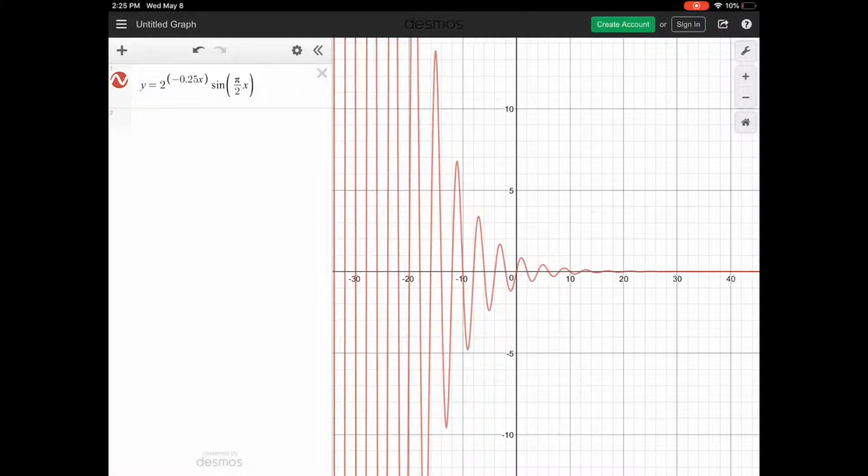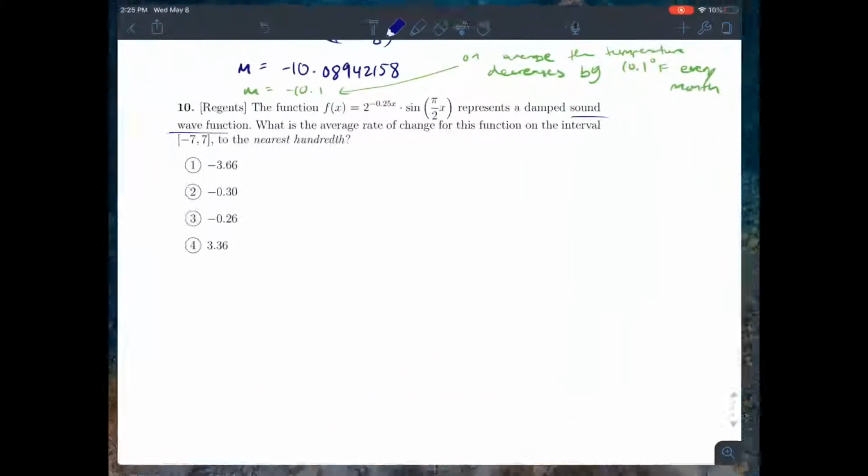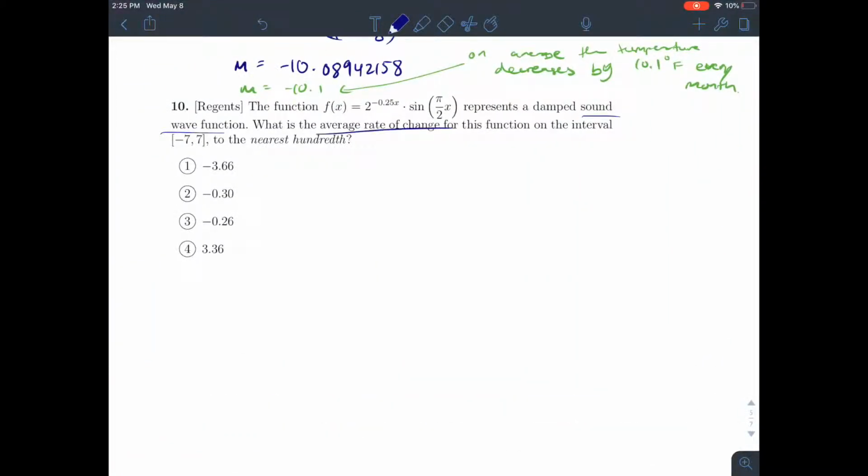Now the thing you're being asked to find for this one is the exact same thing as we did in the last problem. We want the average rate of change of this function on this interval. So we have x, we have y, negative 7 to 7. To find the y values, we just plug in 7 and negative 7.